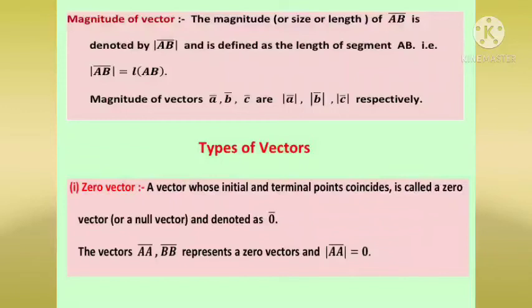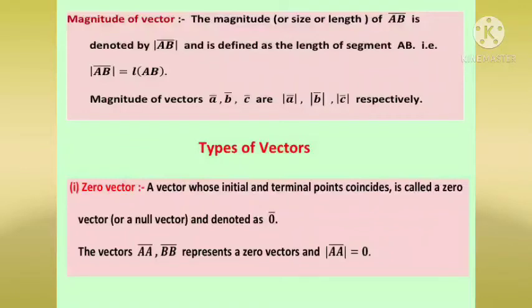A zero vector is actually a null vector. Means what? Whose magnitude is 0. That means what? The length of the segment is 0. And when will the length of the segment be 0? When there is no distance between the initial and the terminal point. If there is no distance between them, that means the initial and the terminal points are one and the same, that is, they coincide.